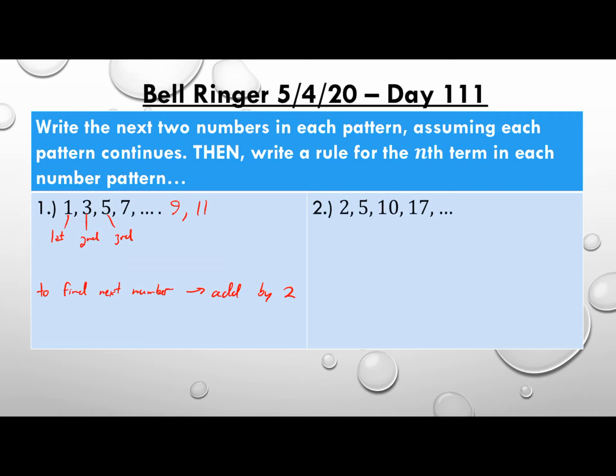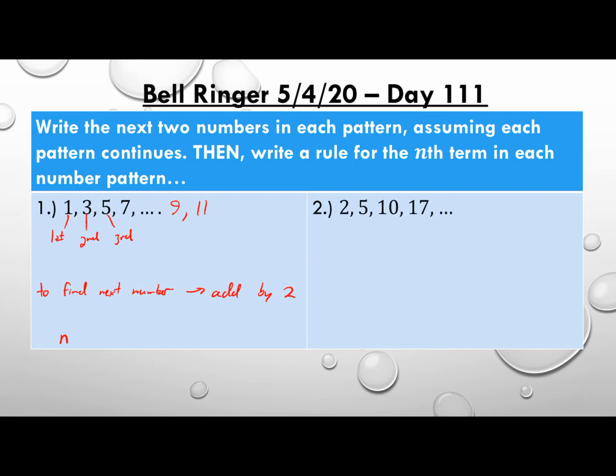All right, so let's see. First number is 1. Second number is 3. It looks like we're always adding 2, and it looks like we're starting at 1. So one way to think about this is, we're going to use n to represent our term number. Like our second term, our third term, fourth term, fifth term, so on and so forth. So that's what n represents. If n is equal to 2, that represents the second term. If n is equal to 3, that represents the third term, so on and so forth.